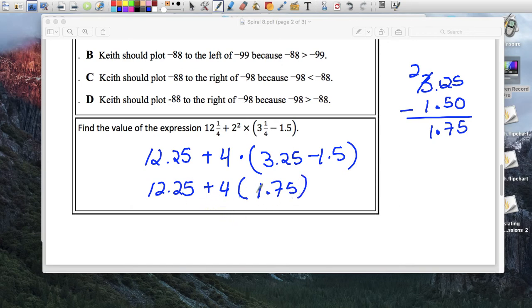I still can't add because I got to multiply now, 4 times 1.75. So 12.25 is still hanging out there. And I'll go 1.75 times 4. 1.75 times 2 is 3.50, and I'm going to times 2 again. So it's going to give me 7. So 4 times 1.75 is 7. Now I can finally add it to 12.25, and that's going to give me 19.25. Okay?